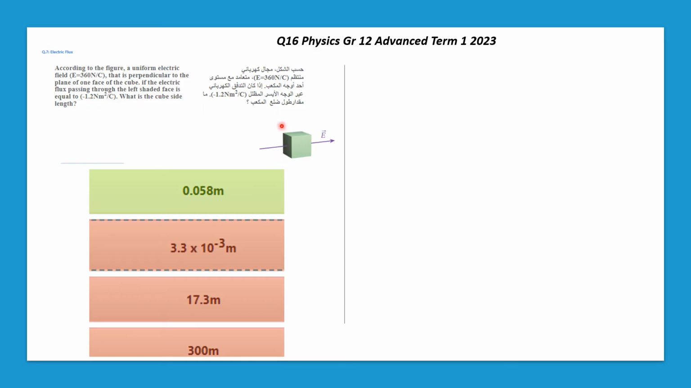So we need to find the length of the side of the cube. That's the given. Flux is equal to minus 1.2, electric field is equal to 360. But to calculate the side of the cube, we first need to calculate the area of the square, or of the face of the cube.